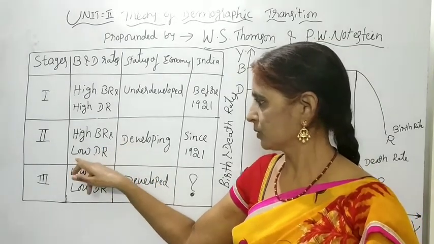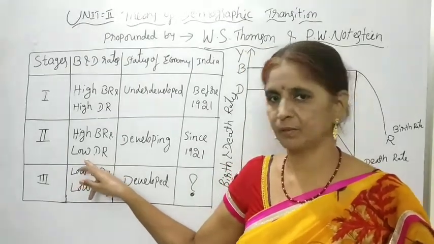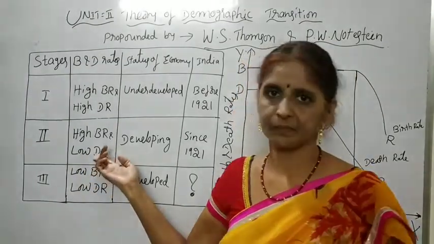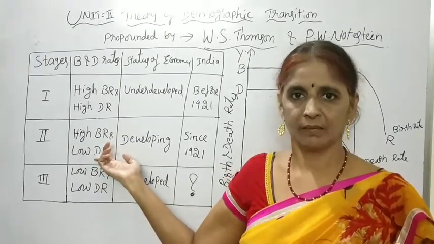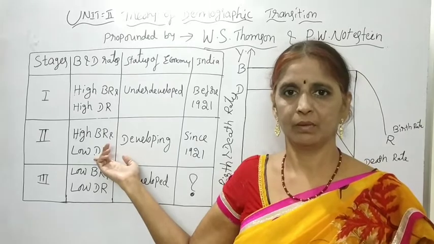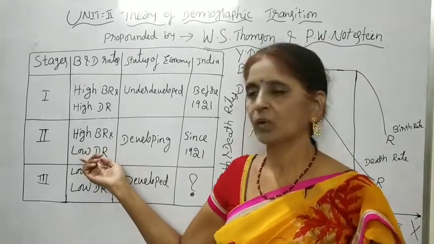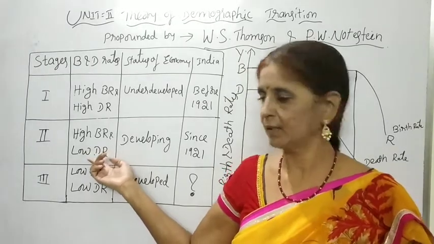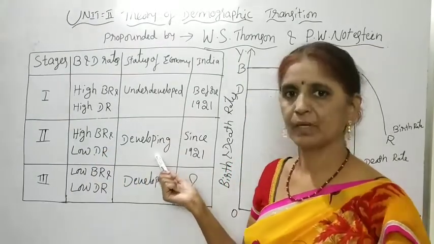But due to better sanitation, which is available to most sections of the people, nutritious food, employment opportunities, rising income levels enabling people to have a better standard of living, and control of epidemics, all these are resulting in a low death rate. So the status of the economy is developing.